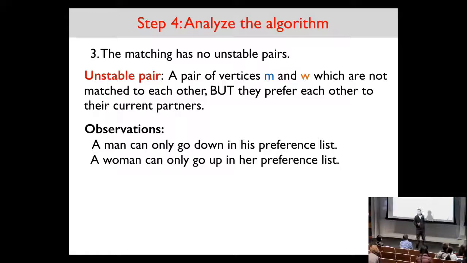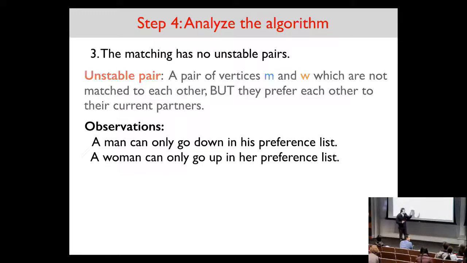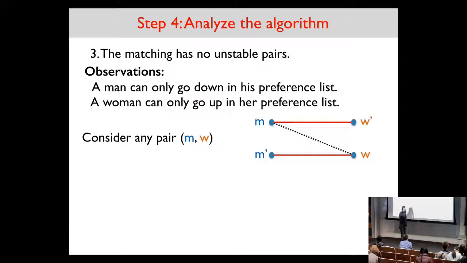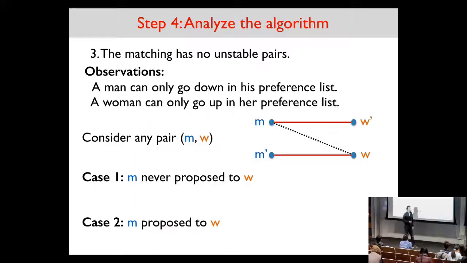But let's just complete this proof now. That's a nice observation to make. Now, let's look at any pair M and W, and we're going to show that it must be stable. It might be the case that after the algorithm runs, M is matched to W prime, and W is matched to M prime. Now we're looking at this pair M, W, and we want to see, is this an unstable pair or not? Would they prefer each other over their current partners?